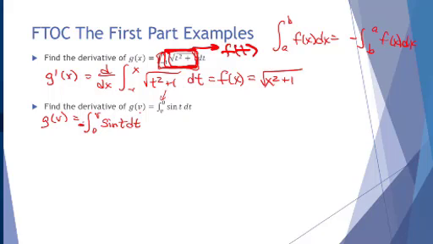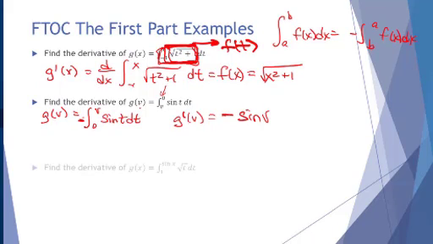So when we take the derivative, g prime of v, the derivative and the integral are going to undo each other. The negative, which counts as a constant, stays in place. And when we get rid of the derivative and the integral symbol, we're left with sine of the input variable, which in this case is just v. That's it. That's the answer. Let's look at another example.